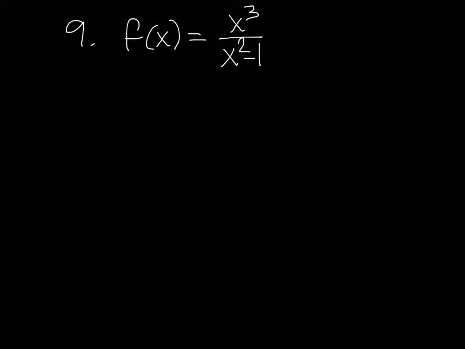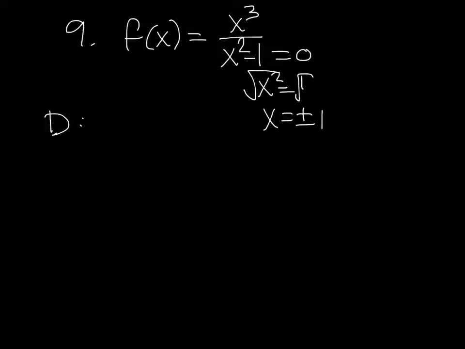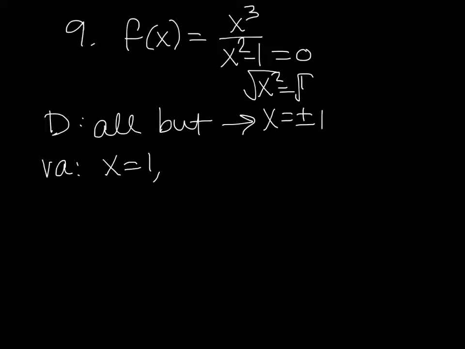Alright, so for number 9, we've got the domain. And so I need to set the bottom equal to 0. If I solve that, I get x squared equals 1. Square root both sides. I'm going to get x equals plus or minus 1. Don't forget your plus or minus. So the domain is all but x equals plus or minus 1. My vertical asymptotes then are going to be x equals 1 and x equals negative 1. Remember, I need that x equals. I need the equation of a line there.